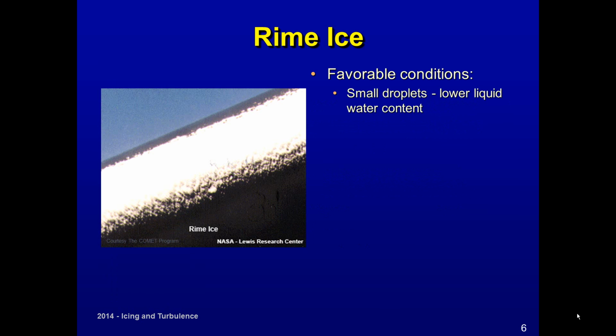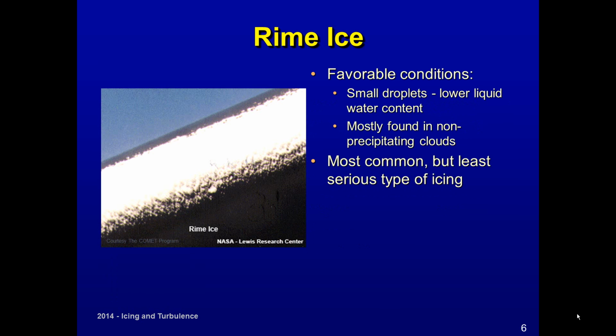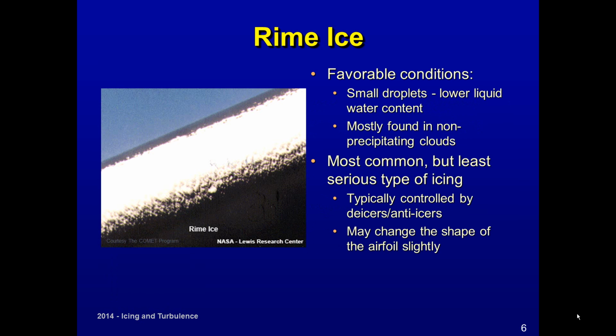Rime ice forms from smaller droplets with lower liquid water content. It's mostly found in non-precipitating clouds. It's the most common but least serious type of icing. It's typically well controlled by de-icing equipment. It might change the shape of the airfoil slightly, but its brittleness makes it easier to remove.